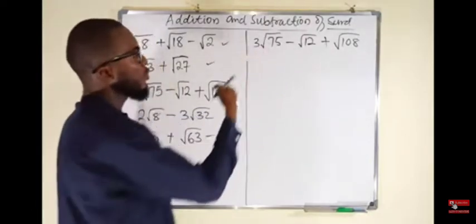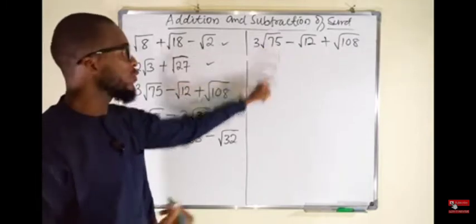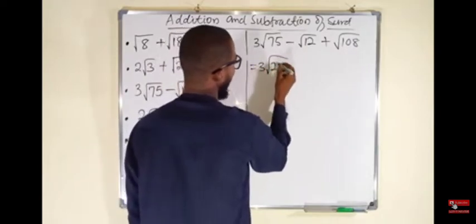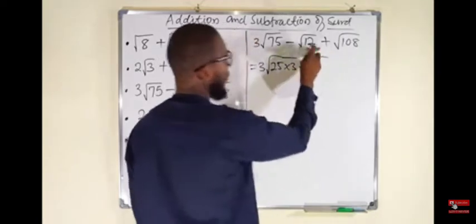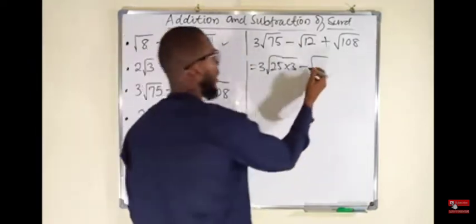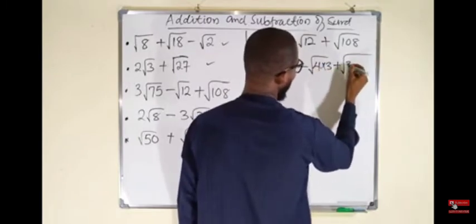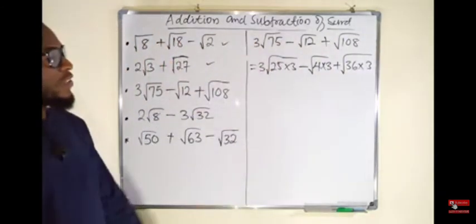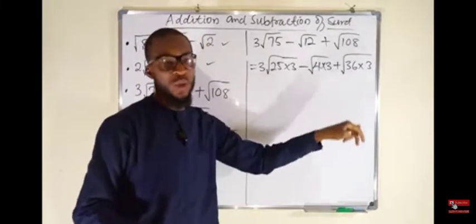I know 25 times 3 will give me 75. 25 is a perfect square number. So this becomes 3. Inside the square root we have 25 multiplied by 3 minus, I know 4 is a perfect square number. When multiplied by 3 it gives 12. So I can write this as 4 multiplied by 3. And finally, I know 36 multiplied by 3 will give me 108. So in each case, you see we have 3, 3, 3. And each of those numbers multiplying 3 are perfect square numbers.